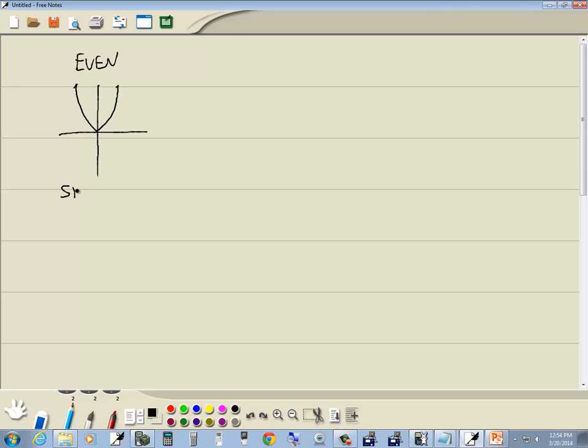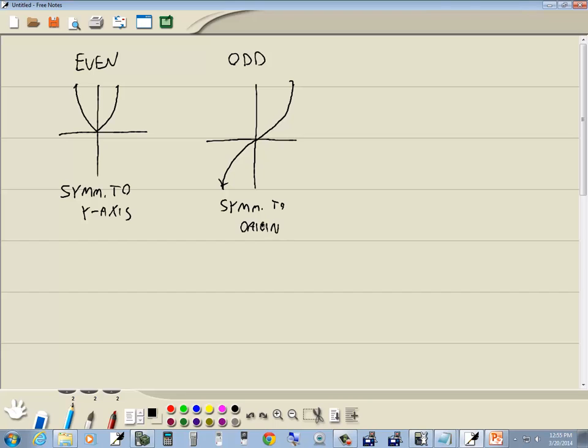So again, let me just sketch that. Symmetric. It's probably not an appropriate abbreviation, but we'll go with it. Symmetric to the y-axis. Now odd. This is going to be an example of an odd function. It's not so easy to see. It's symmetric to the origin. So that's symmetric to the origin.